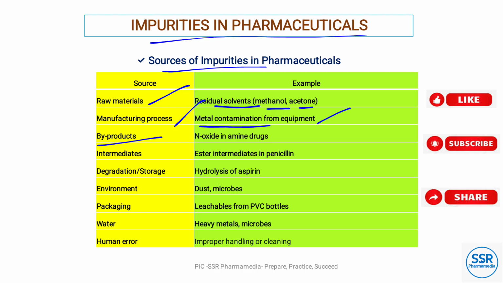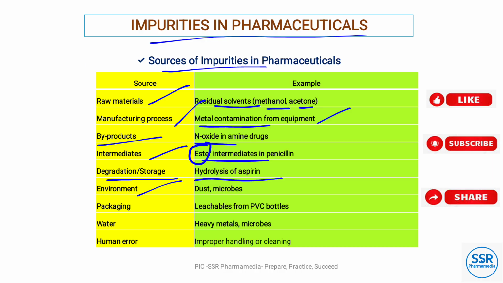Byproduct means formed during the manufacturing of raw material. So with amine drugs, impurities may form as byproducts, like N-oxides. Intermediates: esters are intermediates in penicillin. During penicillin synthesis, an ester product may form as an intermediate. Degradation and storage: during storage, the product may undergo hydrolysis, for example, hydrolysis of aspirin during its storage. So that acts as an impurity.